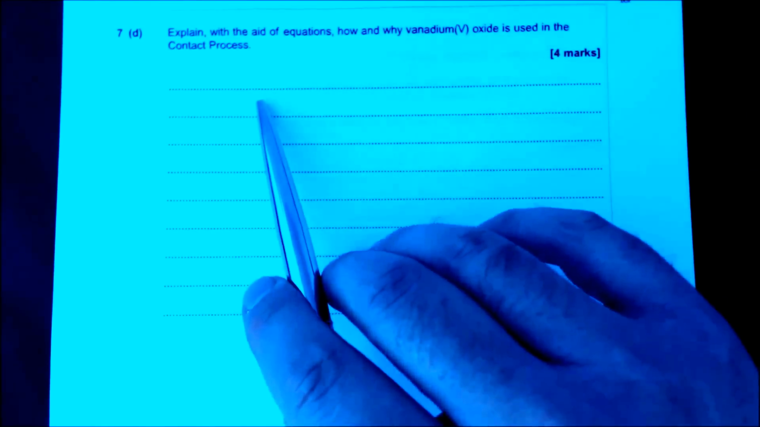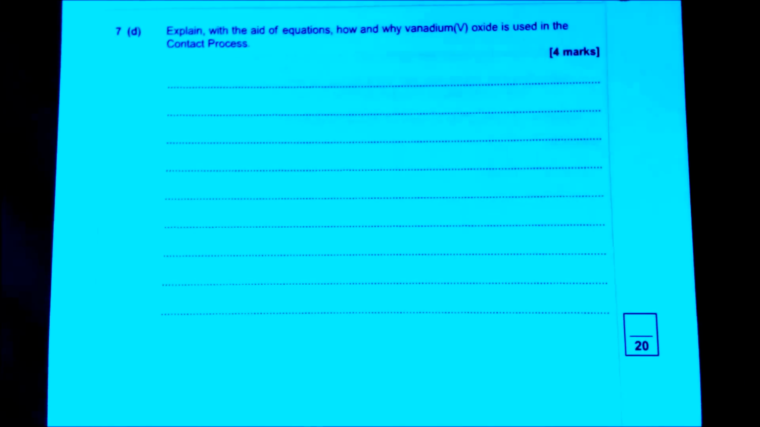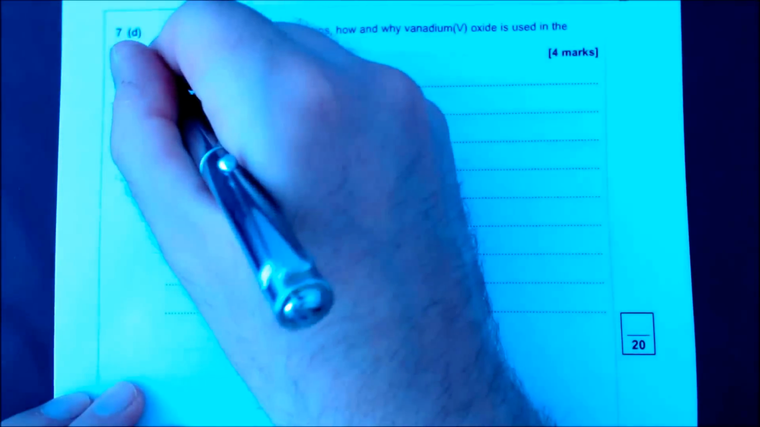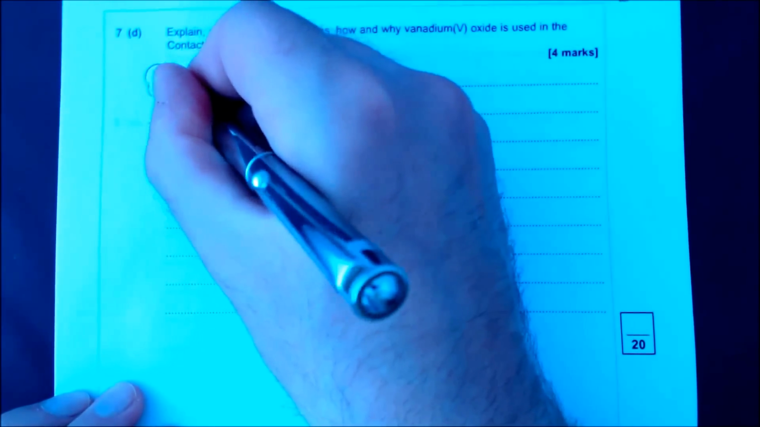Okay, so you can see it says explain with the aid of equations how and why vanadium 5 oxide is used in the contact process. So the contact process is a method in which we can make sulfuric acid, and the main part of the contact process is to make sulfur trioxide, which is SO3. And without SO3, you wouldn't be able to make sulfuric acid, so it's very important. So what we need to do is write an equation to show how that's made, and you do need to remember this. So there's no real way of working it out, I suppose.